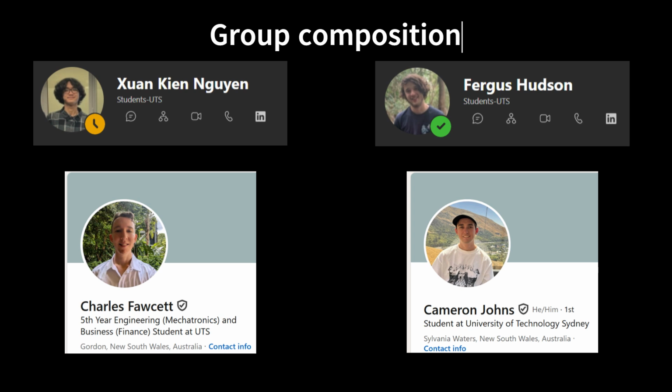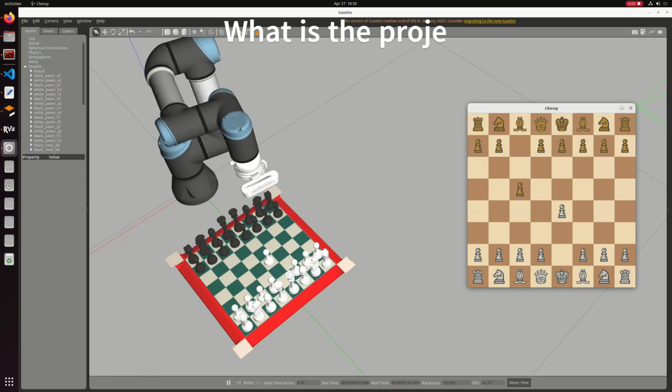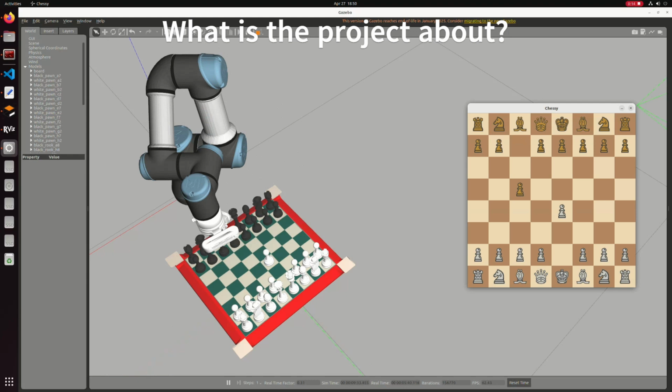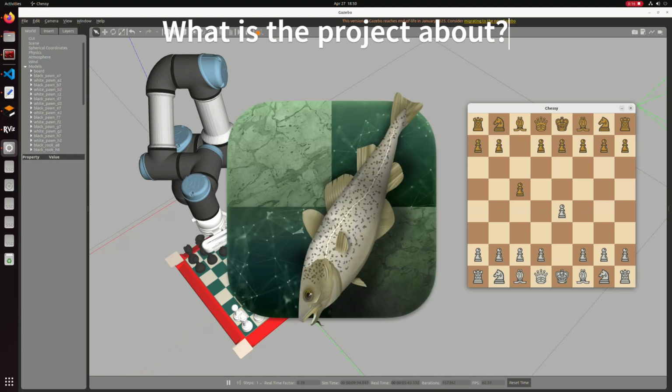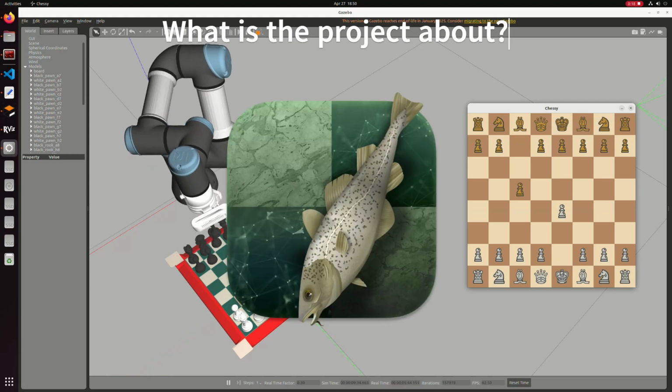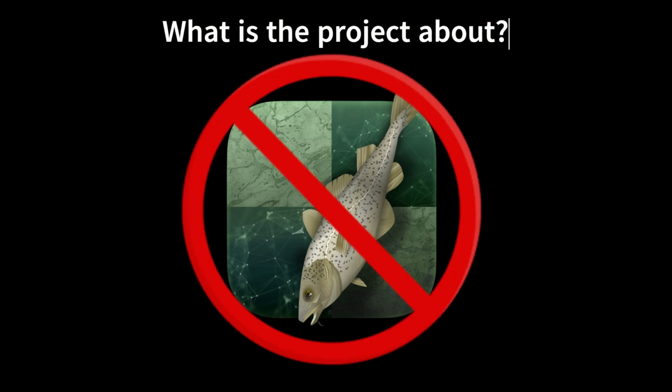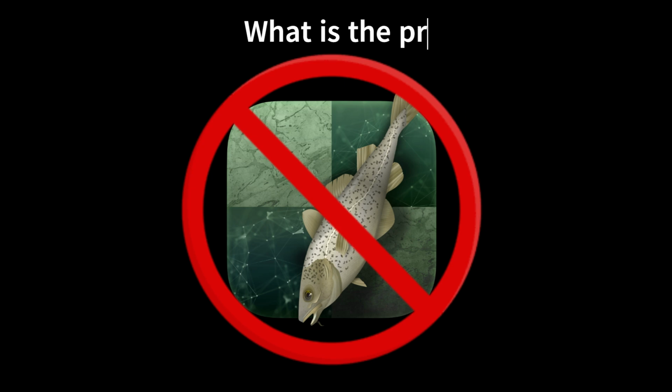Members of our group are Joe, Fergus, Charles and Cam. We've been working together throughout the semester on a Robotics Studio 2 project where we control a UR3 to play chess. But currently, we generate the chess moves for the robot to play using Stockfish, an incredibly powerful chess engine. However, for this AI project, we are going to replace Stockfish with our own AI algorithm to generate chess moves and outsmart human opponents.